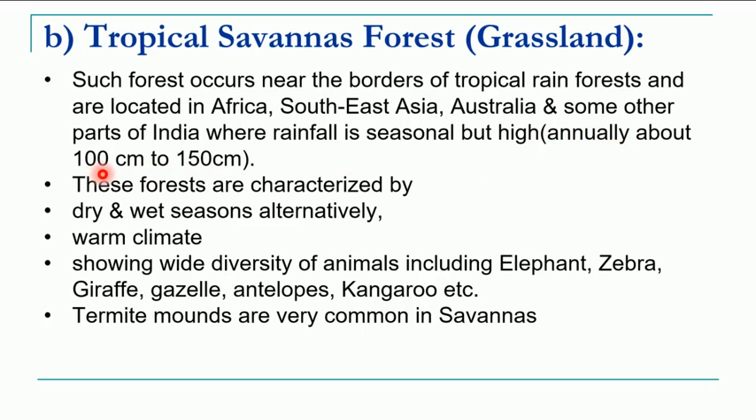Now the basic characters of these forests are that the annual rainfall is very high. So they have rainfall ranging between 100 centimeter to 150 centimeter. They have dry and wet seasons alternately. So the summer and you have the monsoon. The warm climate is present in the dry season, and a variety of living organisms are seen in this particular ecosystem. So it includes elephant, zebra, giraffe, gazelles, antelopes. These are types of deer, kangaroos, and even termite mounds where you find the termites are very common in this savanna type of grassland.